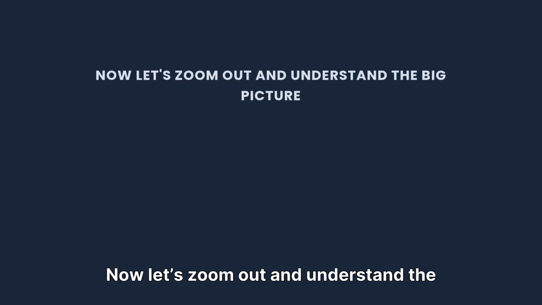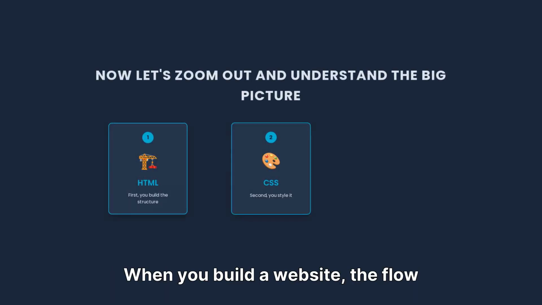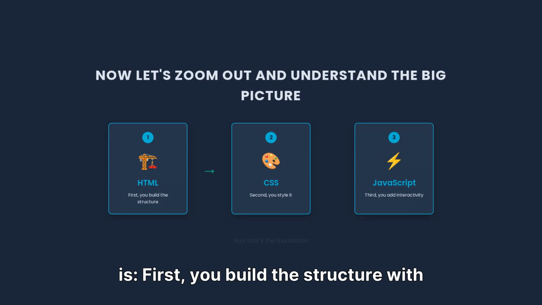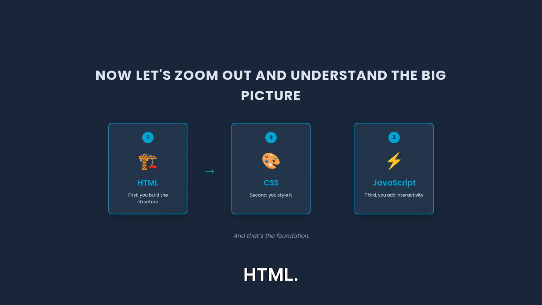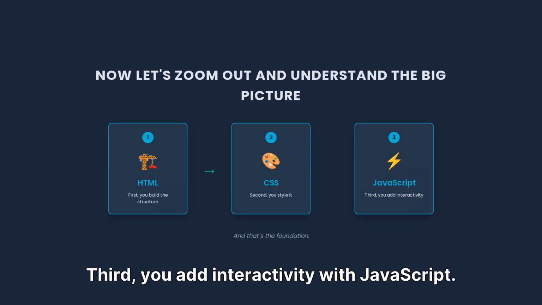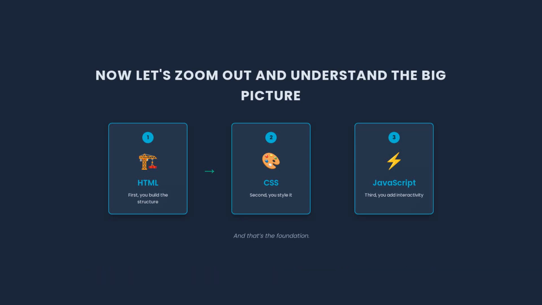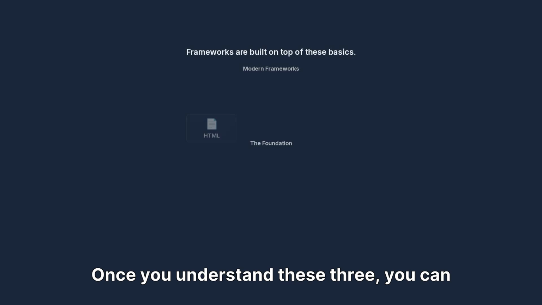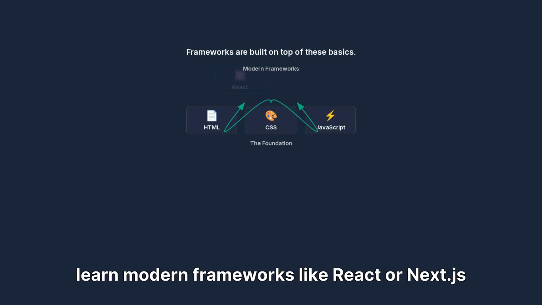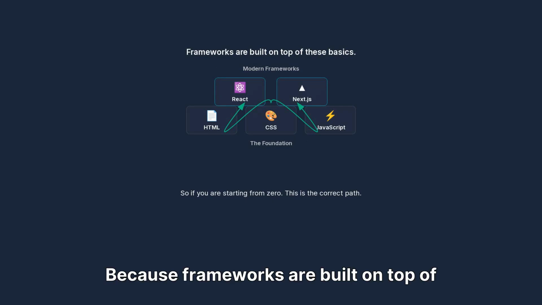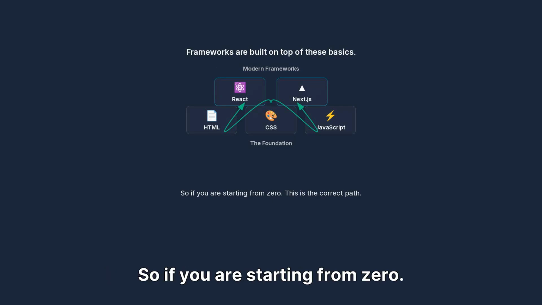Now let's zoom out and understand the big picture. When you build a website, the flow is: first, you build the structure with HTML. Second, you style it with CSS. Third, you add interactivity with JavaScript. And that's the foundation. Once you understand these three, you can learn modern frameworks like React or Next.js much easier, because frameworks are built on top of these basics. So if you are starting from zero, this is the correct path.